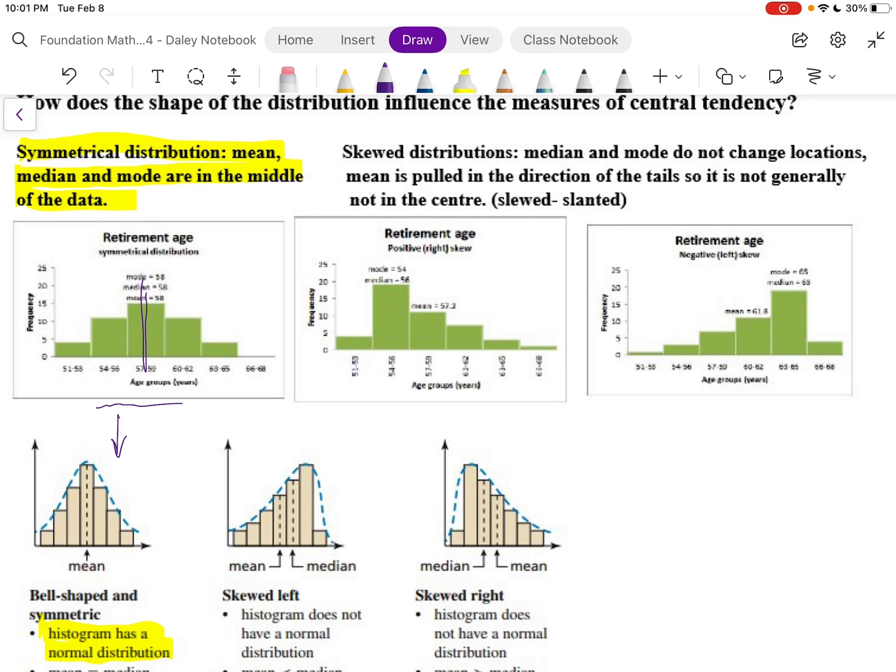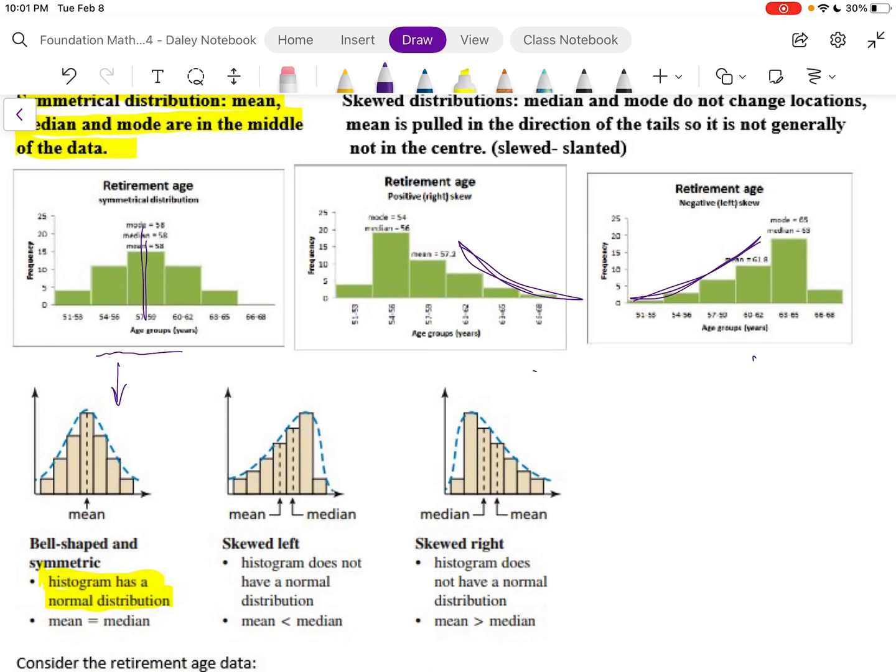The next two diagrams that you see in the center and on the right, you can see that they don't have the same shape. Each one of them kind of has a tail. The first one has a tail going to the right, and the second one has a tail that's going to the left. If you look at this one, it looks very much like the diagram that's right below it. We actually say that this one is skewed to the right.